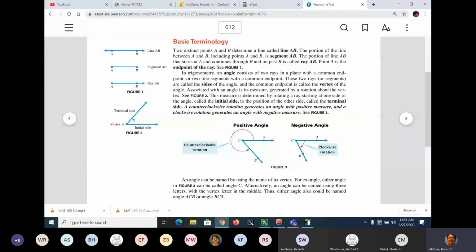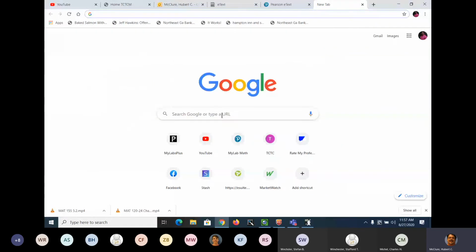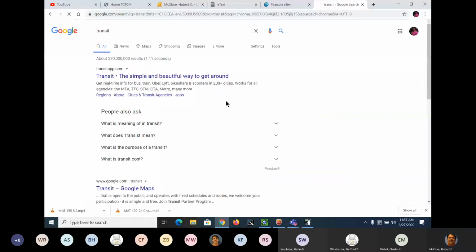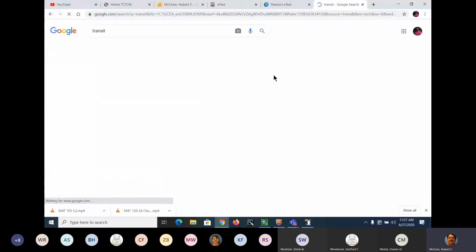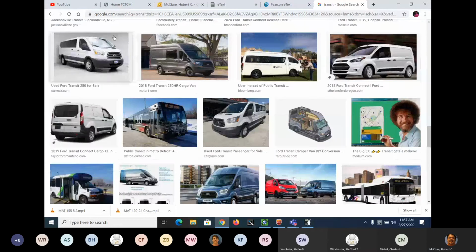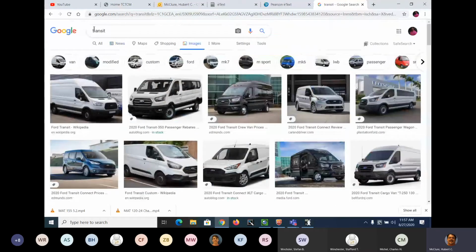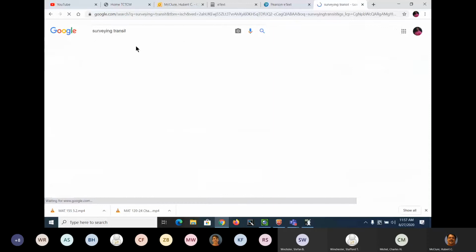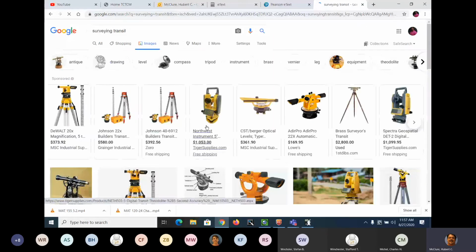Now, back in the day before electronics, you had a transit. And a transit looks like, that's not a transit. What the heck? Hold on. It's the name of a van. That's what it is. Surveying transit. There. Okay, these are theodolites. I'm going to show you a transit.